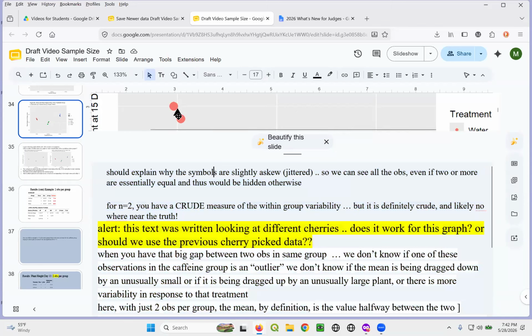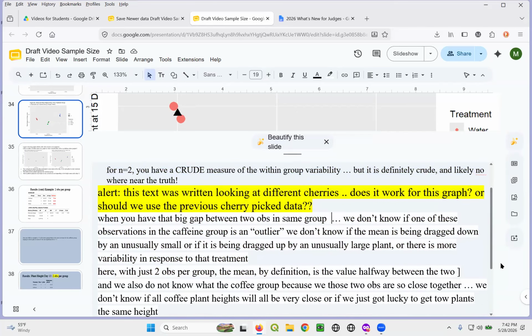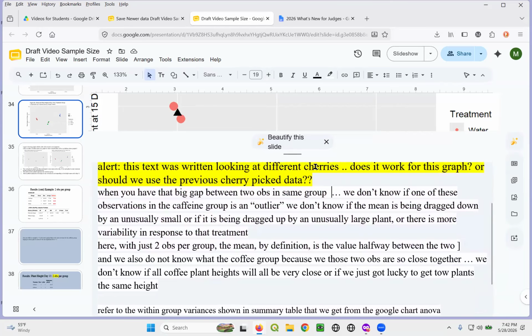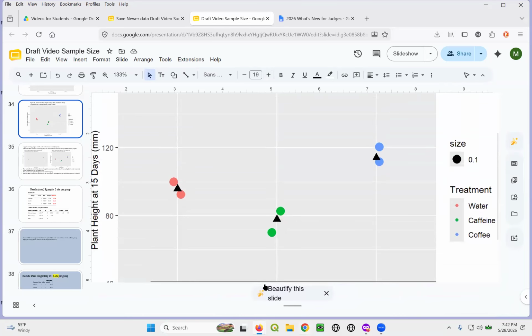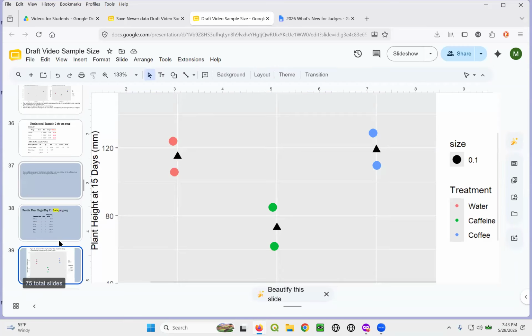Somewhere we explained about the jittering. With n equal 2, you have a crude measure of the within group variability, but it's definitely crude and nowhere near the truth. When you have a big gap between two observations in the same group, see now you would be pointing to this, which is certainly not as gappy as this. This is the slide that you would actually be using that text for.